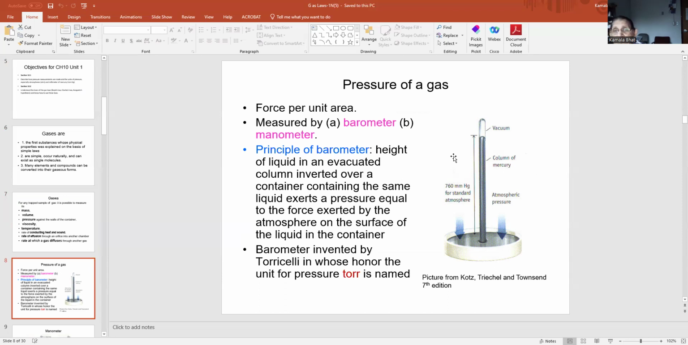Now the next question is, we have to define and calculate what pressure is and how we measure it. Pressure is defined as force per unit area. It is measured using a barometer or a manometer. The principle of a barometer is that the height of a liquid in an evacuated column inverted over a container of the same liquid exerts a pressure equal to the force exerted by the atmosphere on the surface of the liquid in the container. The barometer was invented by Torricelli, in whose name the unit of pressure, the torr, is named.